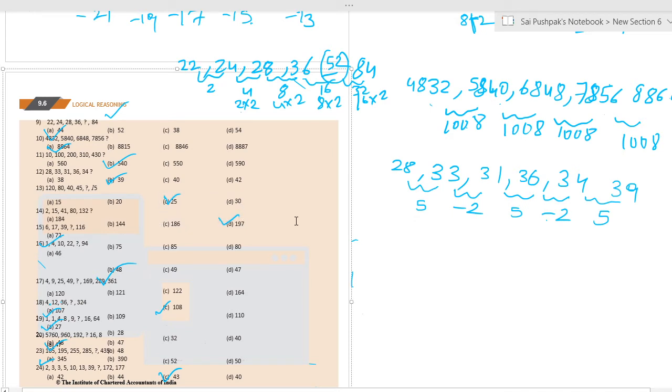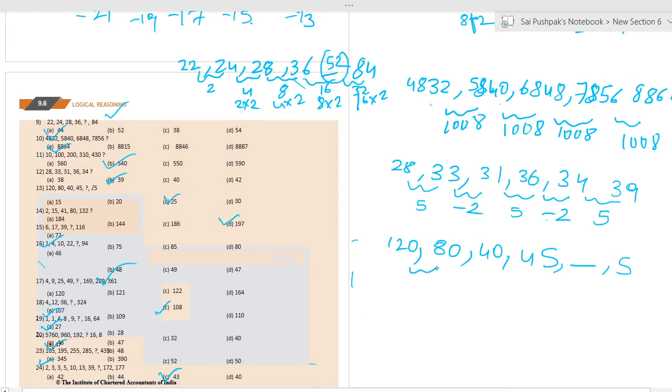Okay. 13th one, 120, 80, 40, 45, dash, 5. So guys, this is a problem where we need to put in the options and solve it. Okay. So the difference here is minus 40. 120 minus 40 is 80. 80 minus 40 is 40.